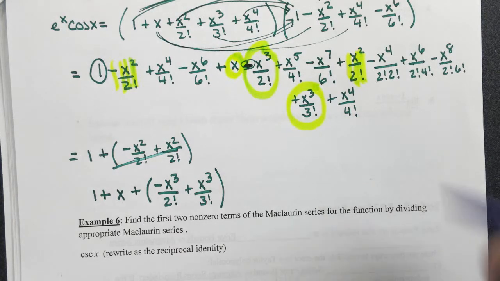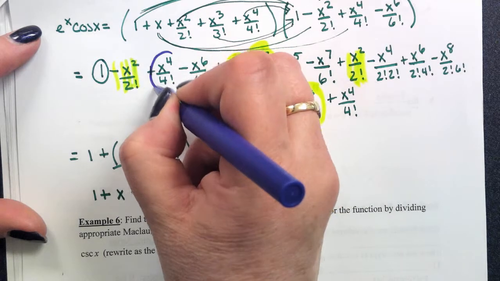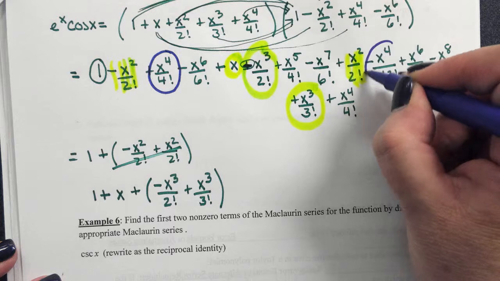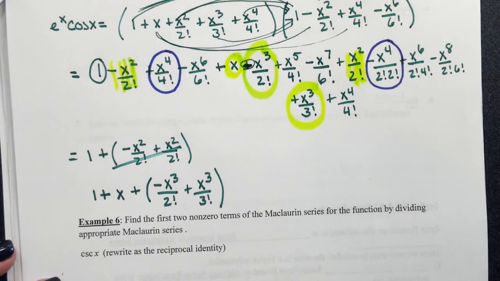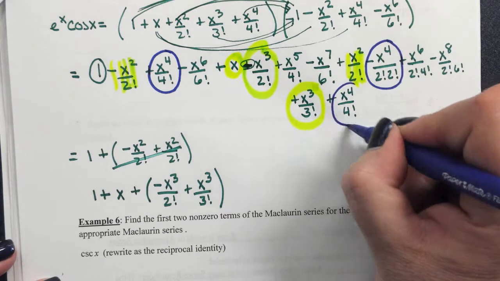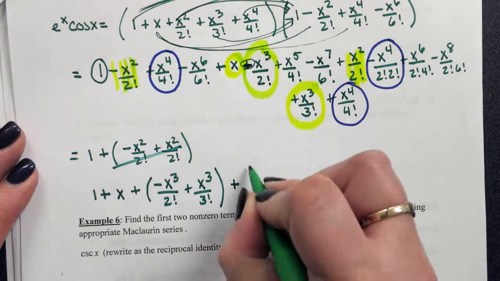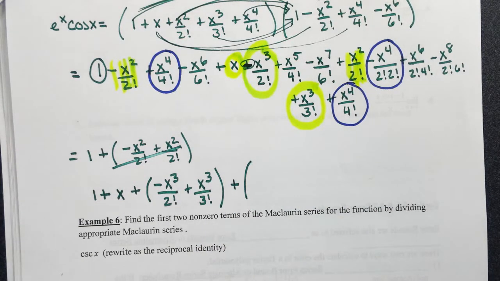Purple. X to the fourth. So here's my x to the fourth over 4 factorial. Here's a minus x to the fourth over 2 times 2 factorial. There's that other x to the fourth plus 4 factorial. So again, I'm going to add this, and I can group those 3 terms together.